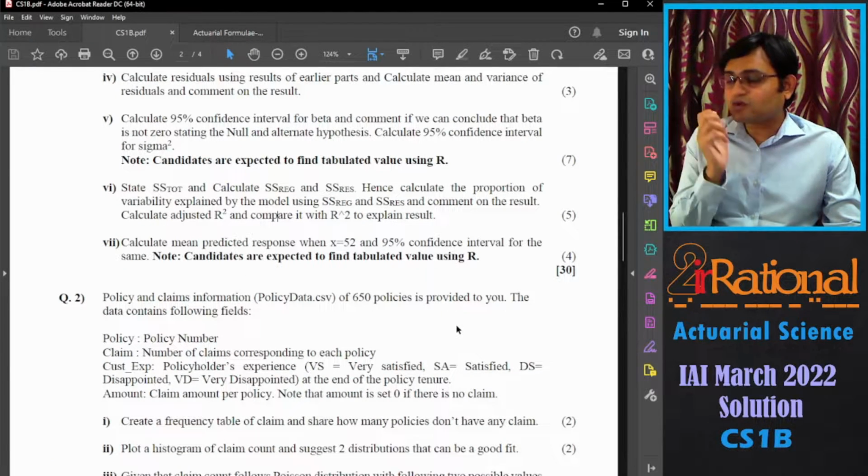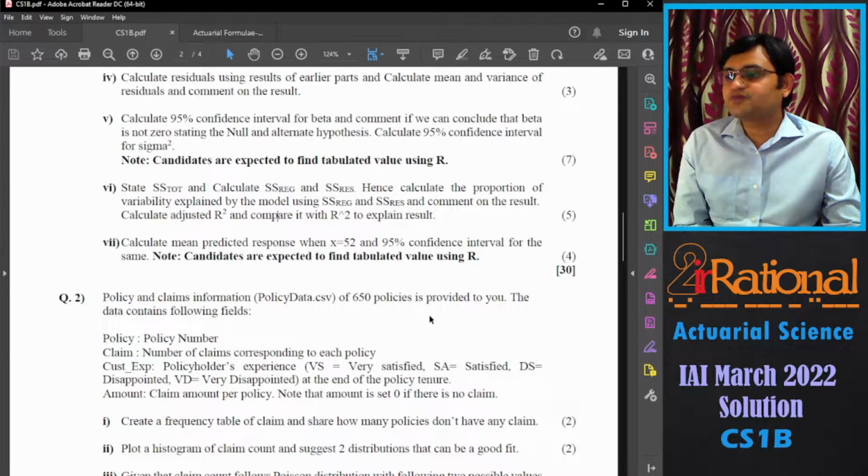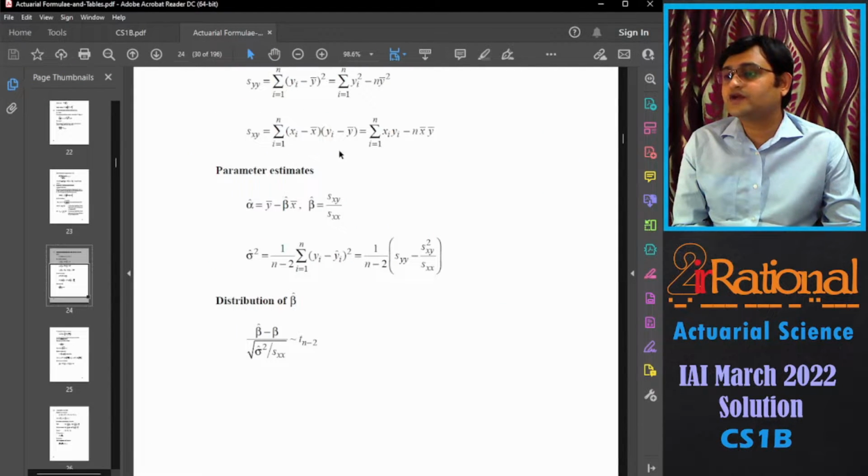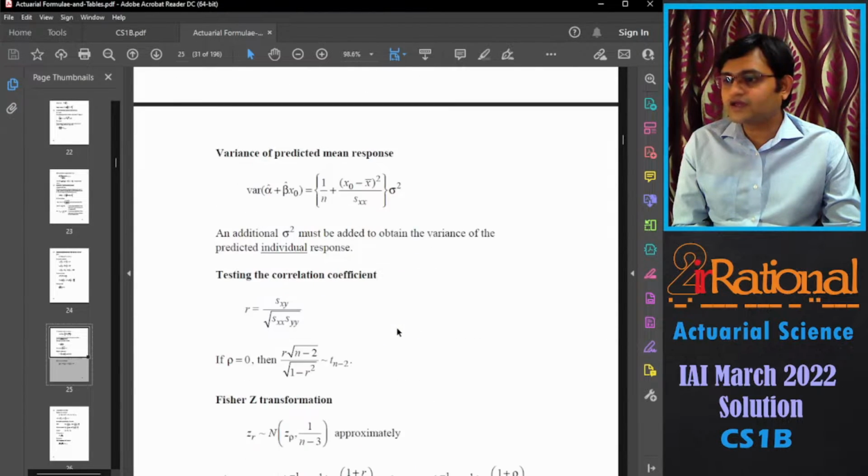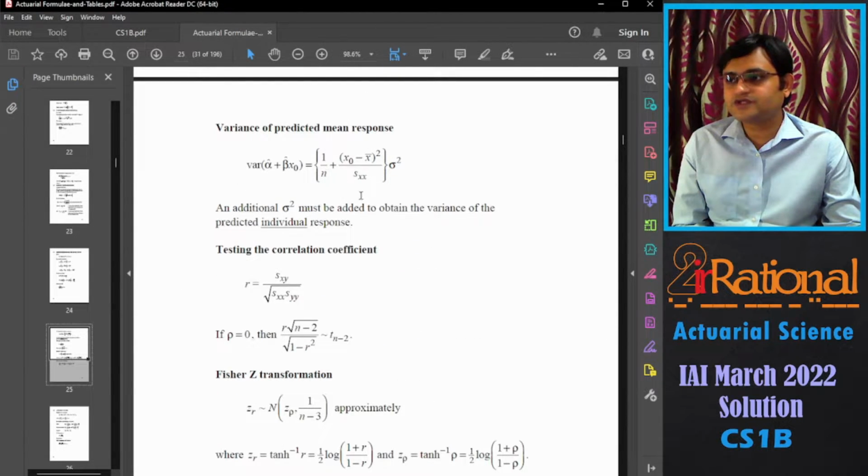Last part: calculate the mean predicted response when X is equal to 52 and the 95% confidence interval for the same. Candidates are expected to find the tabulated value using R. So again, first of all, finding the response value is very easy: Y hat value for X equal to 52. But for the mean predicted response, especially for the confidence interval, we'll require the variance. So the variance of our mean predicted response is here. We use this formula to find the variance.